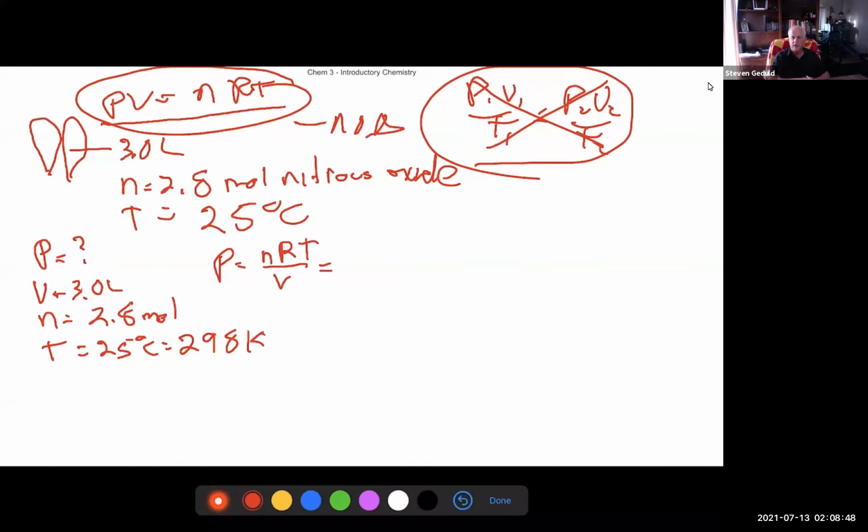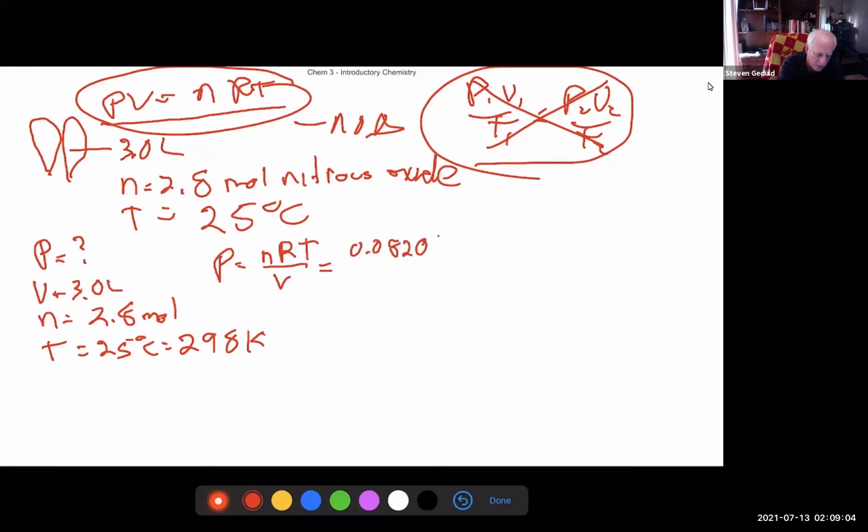Everything's given at one set of conditions and you're not changing any of them. Pressure, volume, temperature are all one measurement. You're not changing that measurement. So R is equal to 0.08206 liters atmospheres per mole per Kelvin. That's R. N was the number of moles, which is 2.8 moles.